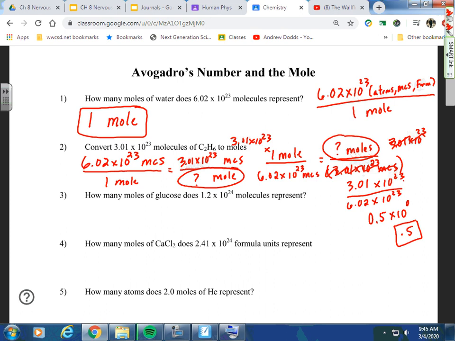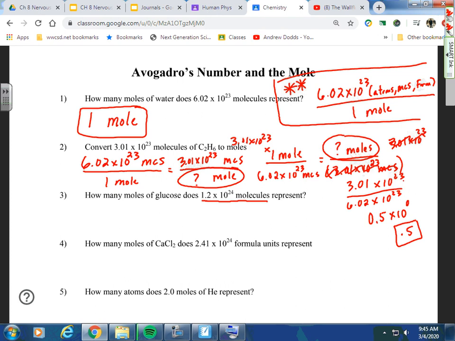Now, the other way to do it is dimensional analysis. Again, I can't stress this thing enough up here. This is our tool for solving all these problems, regardless of the method we use. Okay? So one thing I had mentioned to you before is that we can look at the problem itself and see what's given to us. In number 3, they're asking us how many moles of glucose 1.2 times 10 to the 24th molecules represent. What they're telling us is that there's 1.2 times 10 to the 24th molecules.